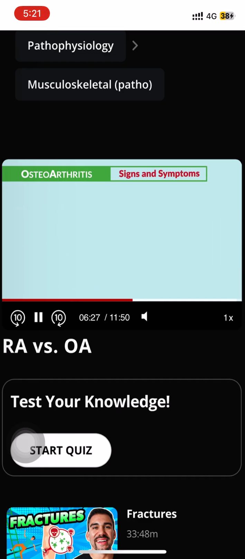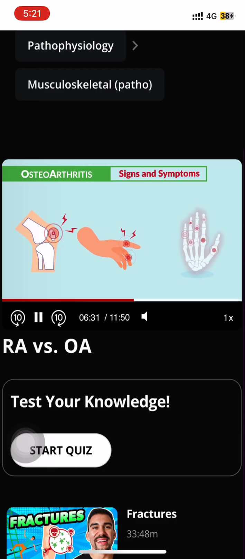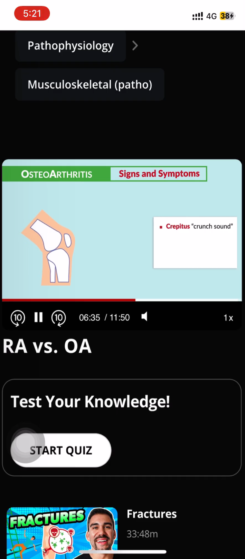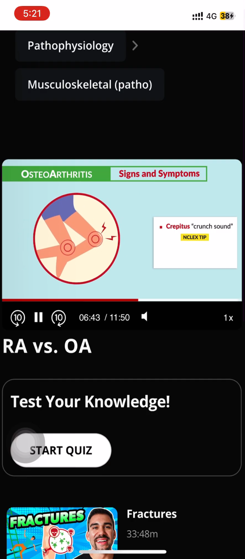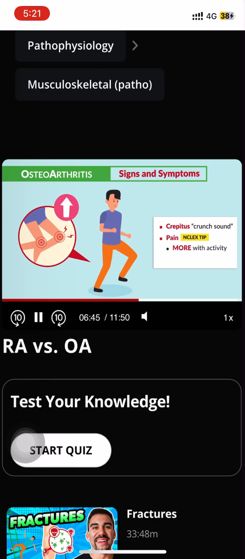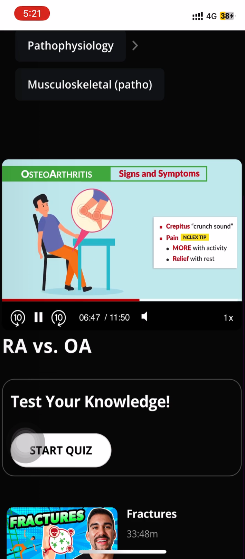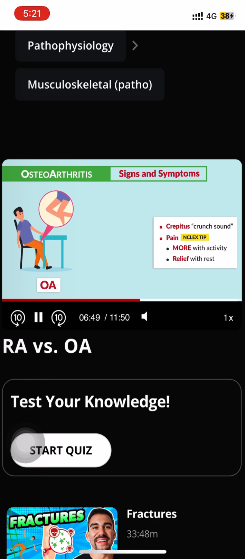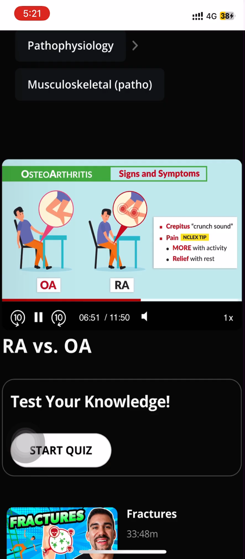Now, the signs and symptoms are simple. They include joint pain and stiffness, just like RA. But the key difference is crepitus, that crunch sound, as the bones grind together. So remember, OA is that ouch pain. So the NCLEX tip here is pain more with activity and relief with rest. The exact opposite of RA. So make sure to write that down and know the differences.